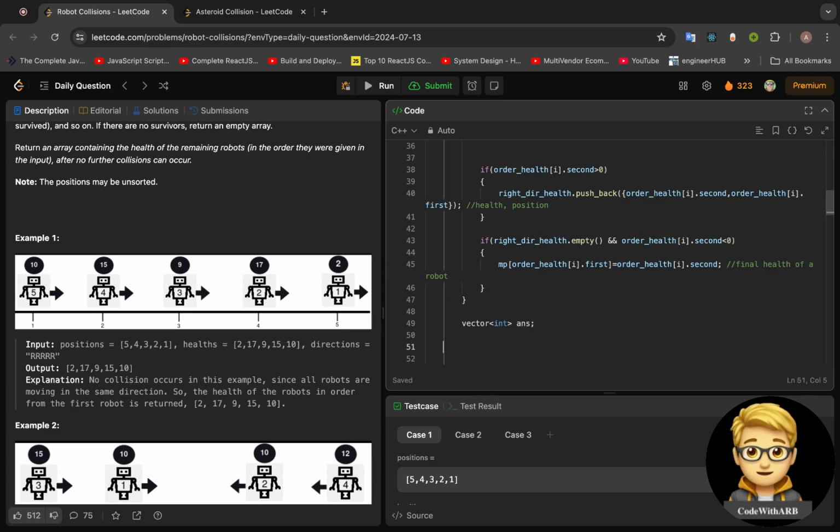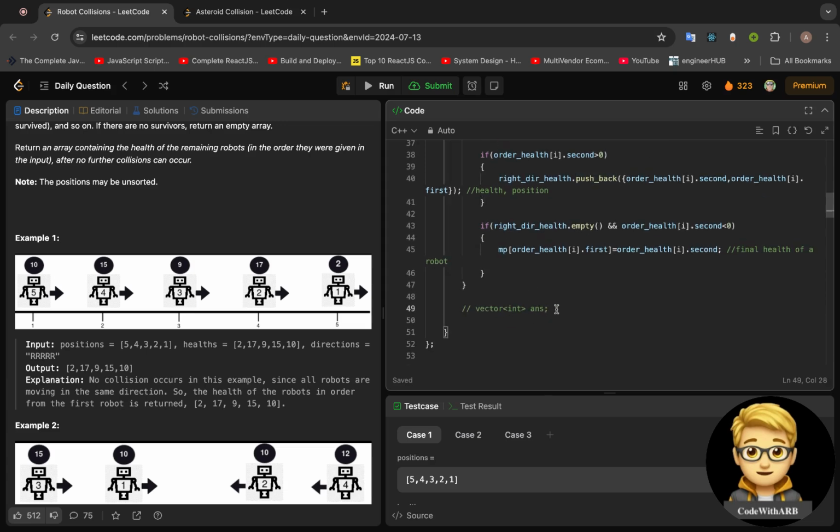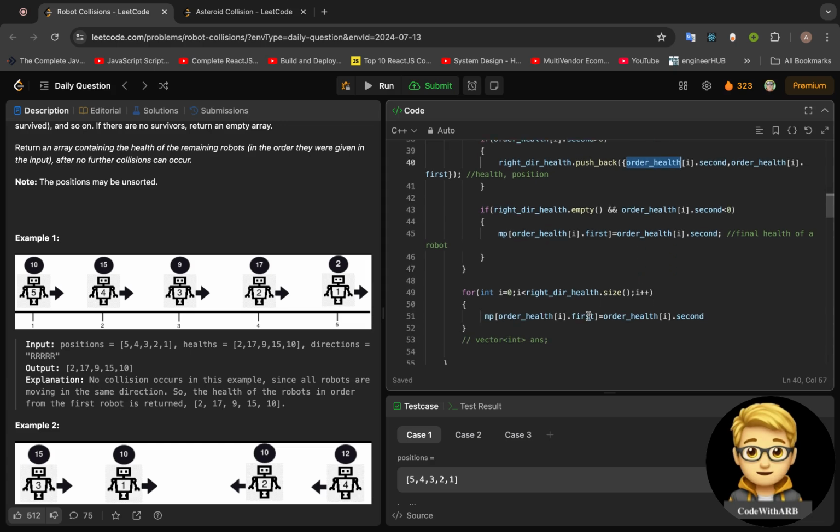One thing is also left here: in the right direction health, there can be right direction robots left over, so I need to store them also. For that, I will iterate over the right direction health array till its size and store all the final values of robots in my map according to the right direction health, because in the right direction health I have also stored the positions. So the first is health and the second is position.